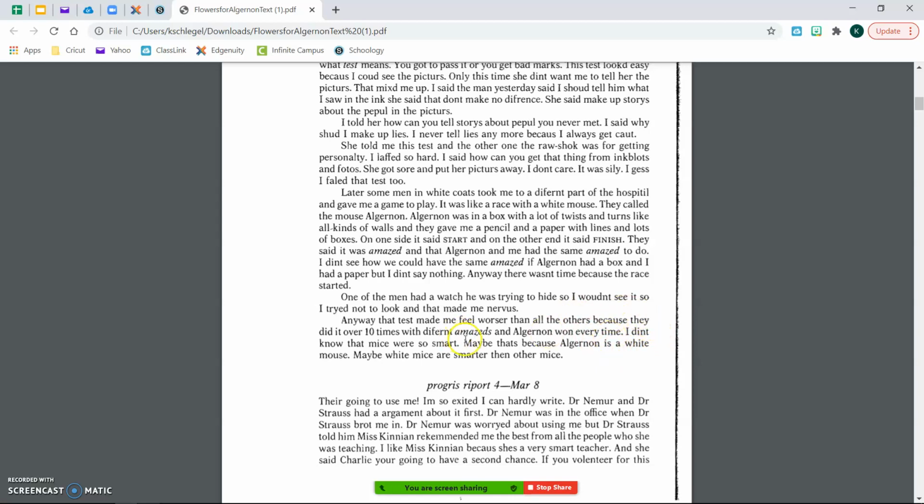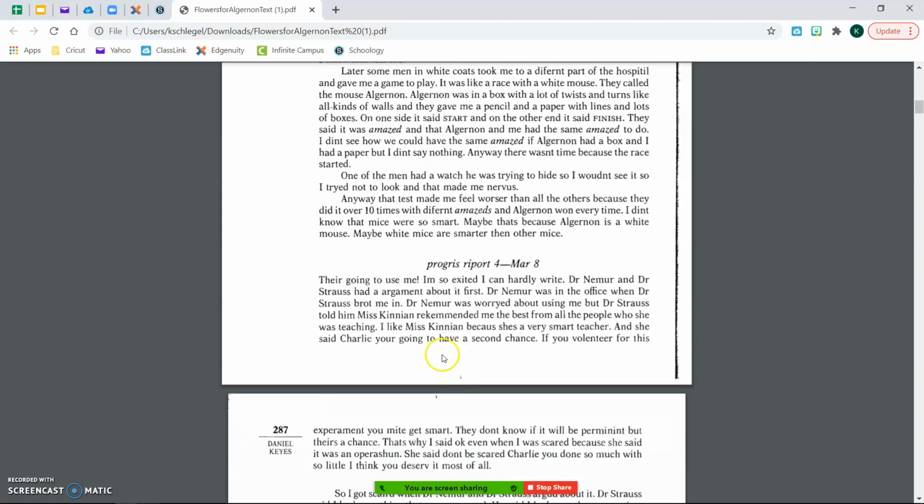So again, this statement right here can be interpreted many different ways. In the 1960s, maybe the fact that Algernon is white makes him smarter in Charlie's mind, and that's very much a racial sign of the times. And maybe Algernon being a white mouse makes him smarter than the other mice, but he wasn't thinking about how that would have made him smarter than him.